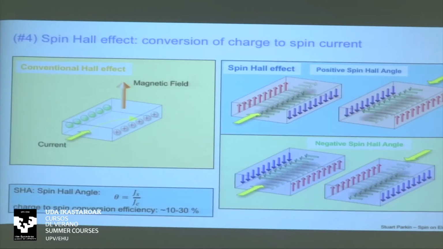So this is where we are now. We have chiral domain walls, and now we want to move them. And what is moving them is spin currents derived from the same platinum layer, where we've converted charge to spin using the spin Hall effect.